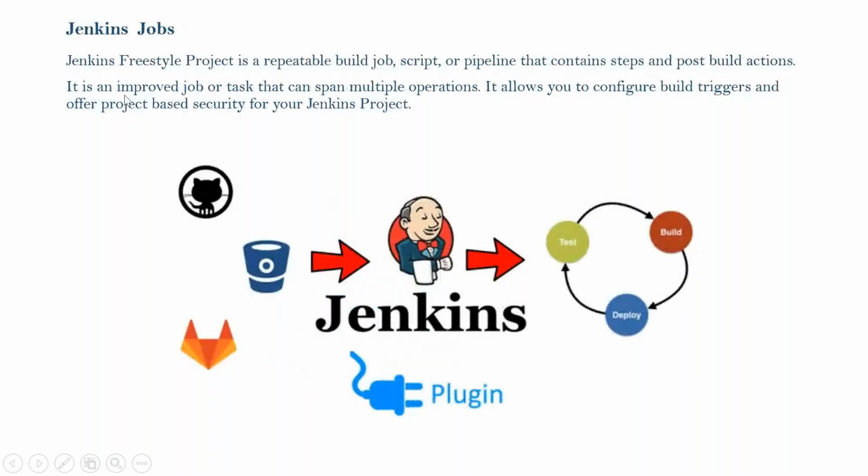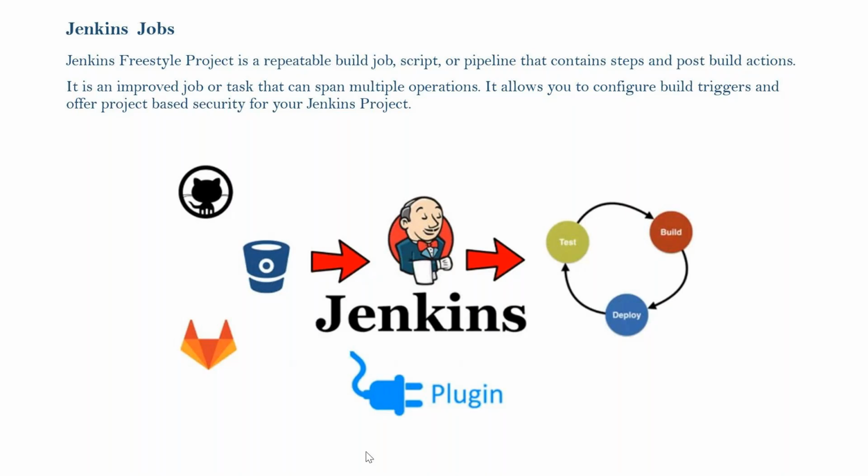Jenkins jobs. A Jenkins freestyle project is a repeatable build job, script, or pipeline that contains steps and post-build actions. In Jenkins we have various options. One is the freestyle project, which is GUI based. It is a graphical user interface where you can select where your code is available, or if it's available in GitHub, what the path of the GitHub is, and various options. How do you want to build it, using the Maven tool or another tool? Which build tool do you want to use?